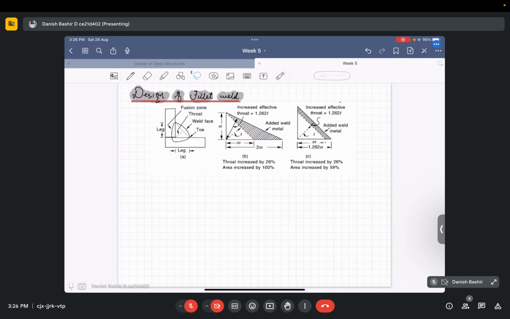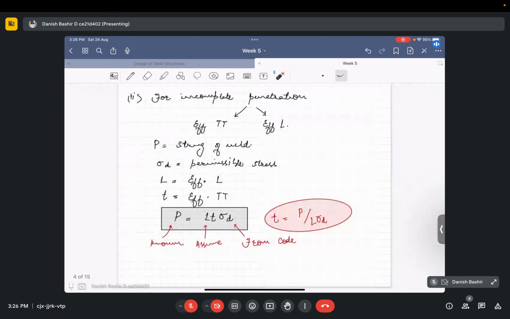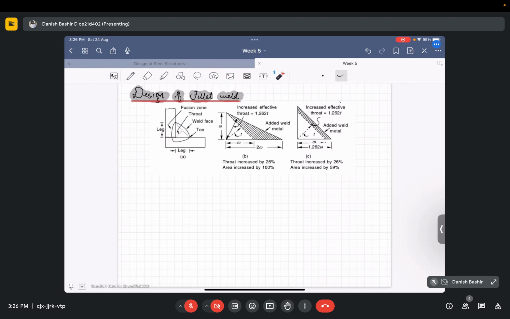Okay, design of fillet weld. The fillet weld is done for the members which overlap. Exactly, I told you, if the members are placed end to end like this, we give the butt joint. But if the members are overlapping each other, so for example we have two members, I will show you clearly by the diagrams. We have one member like this.